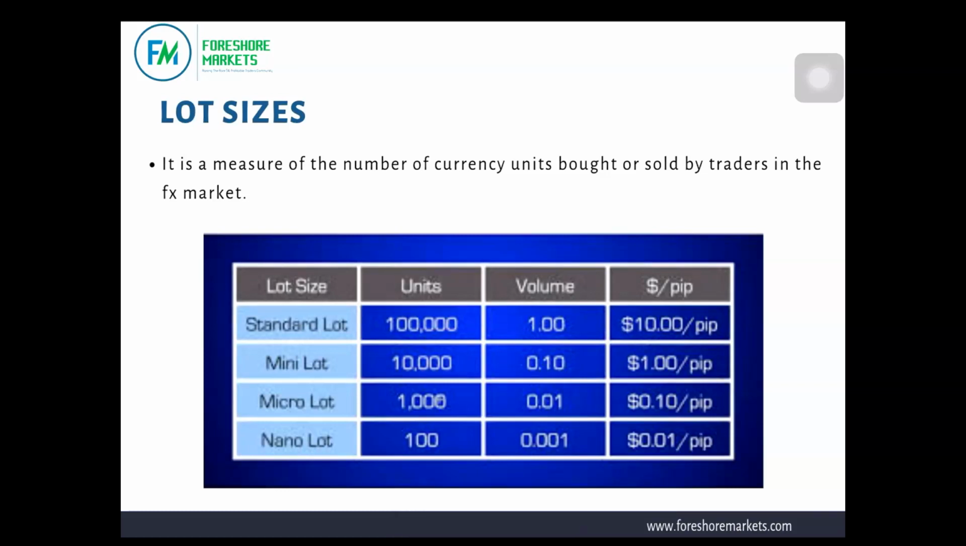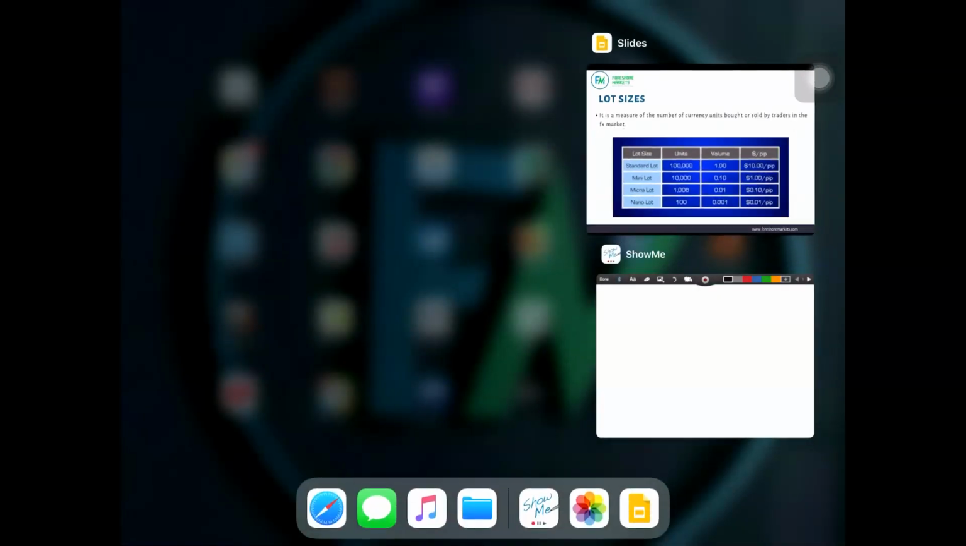And then for the dollar per pip, every pip movement on the standard lot is $10. Every pip movement on a mini lot is $1. Every pip movement on a micro lot is 10 cents. All right, so let's look at this on the whiteboard.